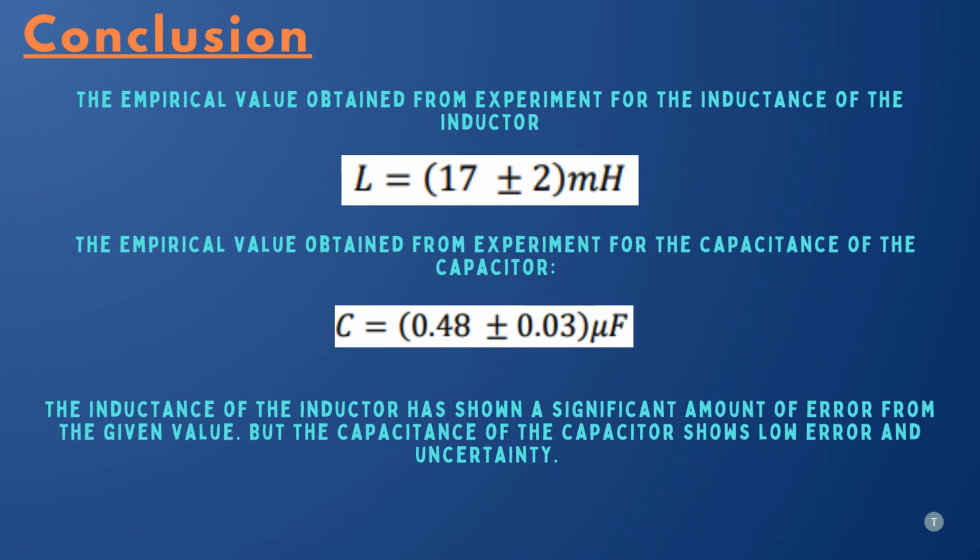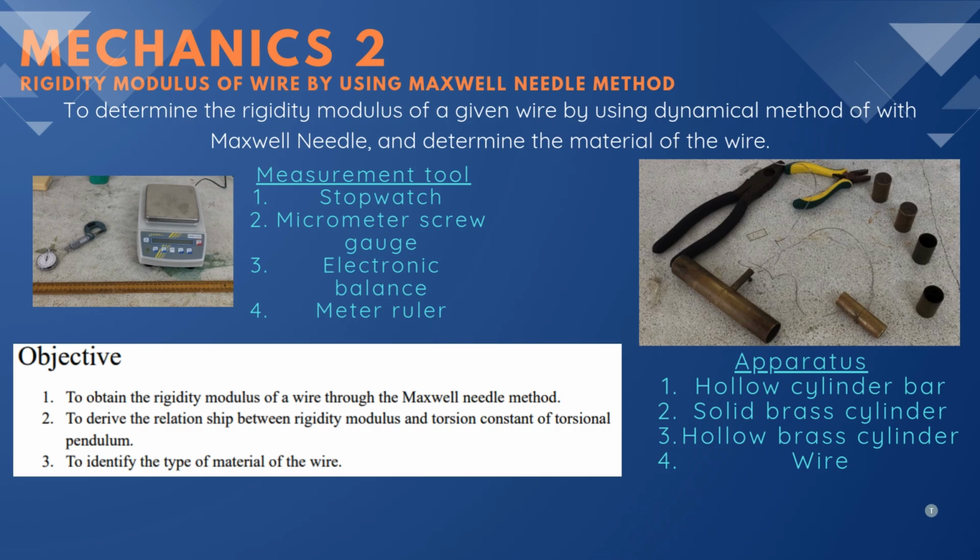In conclusion, these two are the result obtained from the experiment. The inductance of the inductor has shown a significant amount of error from the given value, but the capacitance of the capacitor shows low error and uncertainty. And third experiment is mechanics 2, rigidity modulus of wire by using Maxwell needle method. And these are the measurement tool, apparatus and objective of this experiment.